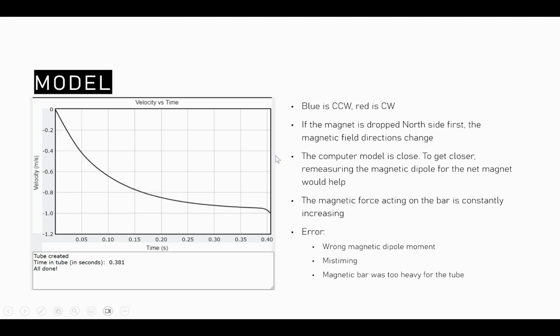And then to get the computer model a bit closer, remeasuring the magnetic dipole for the magnet would help, because I didn't use the same magnet and therefore you can't really assume the same dipole. And other than that, there was also error in timing, and the magnetic bar was pretty heavy for the tube.